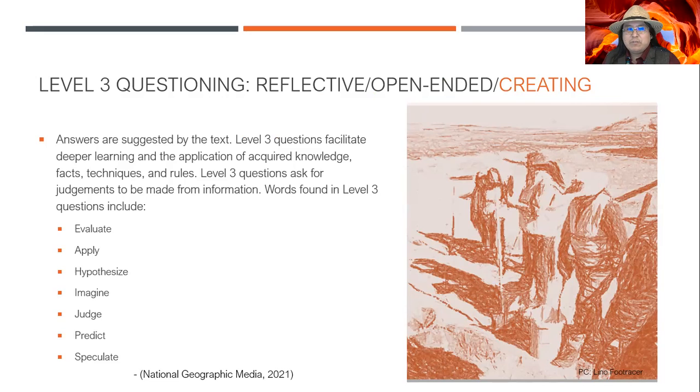Words found in level 3 questions can include things like evaluate, apply, hypothesize, imagine, judge, predict, speculate. Again, I think all teachers do the Costa levels of thinking, but it's just being more purposeful in your lessons. And you'll see that level 3 is the highest form of questioning because it involves taking many sources.